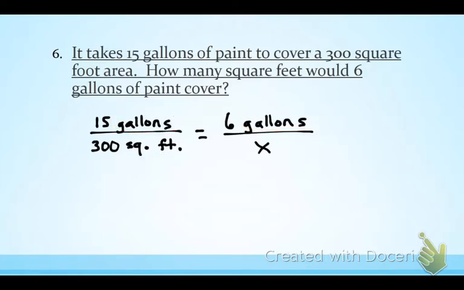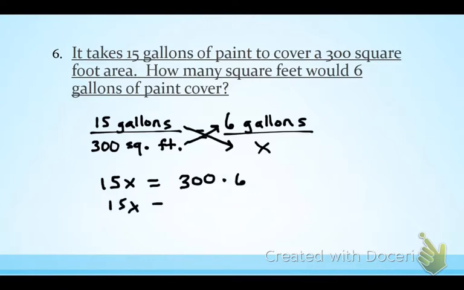How many of you did cross products to find this answer? All right, pretty much everyone. Then I will do cross products with you. 15 gallons is going to be multiplied by X, so I'm just going to put 15X, and I will come back to my units in a little bit. 300 needs to be multiplied by 6. What? 1,800. Now what do I do? You divide by 15. Divide both sides by 15. When I do that, X equals what? 120. It cancels out.